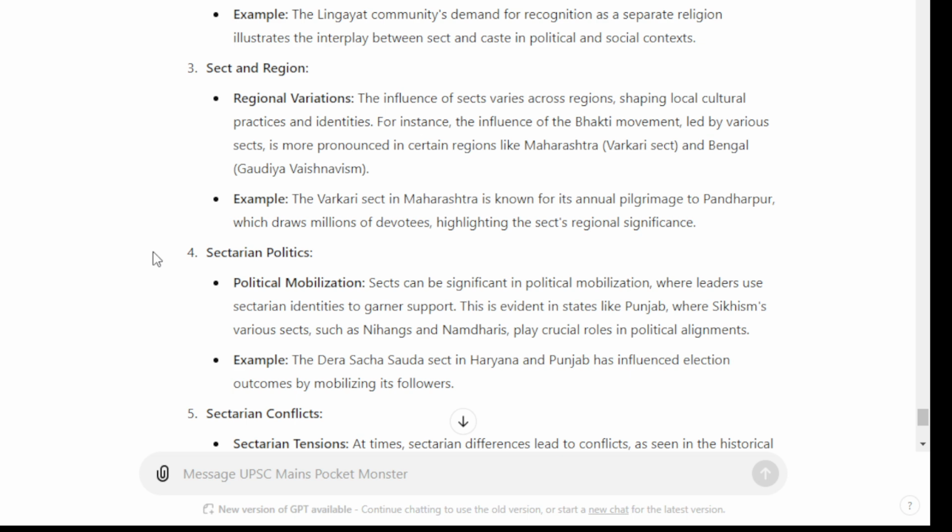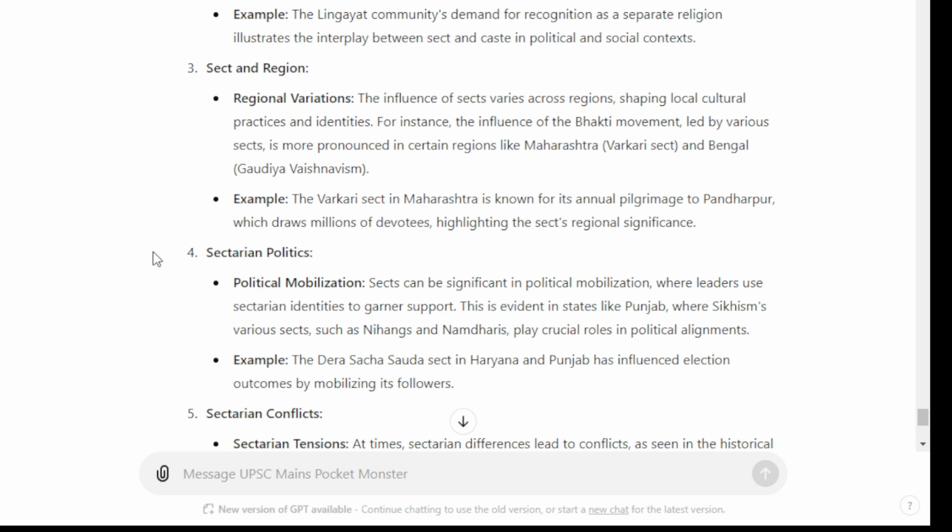This is not a part of the question, but sects can be significant in political mobilization. So if it's a 15-mark answer, and you're out of your points and examples, then what are you going to write? You're just going to write whatever comes to mind relating to that topic. So sects can be significant in political mobilization, where leaders use sectarian identities to garner support. This is evident in states like Punjab, where Sikhism has various sects like Nihangs and Namdhari. These are the words I was not able to recall. So there are so many sects within.